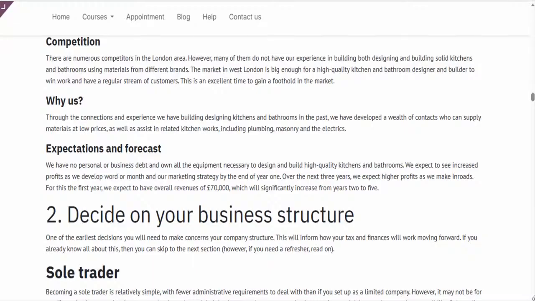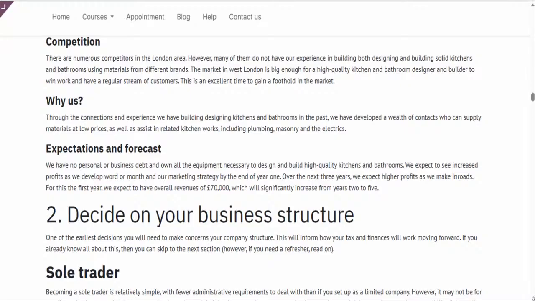Why us? Through the connections and experience we have in designing and building kitchens and bathrooms in the past, we have developed a wealth of contacts who can supply materials at low prices, as well as assist in related kitchen works, including plumbing, masonry and the electrics.